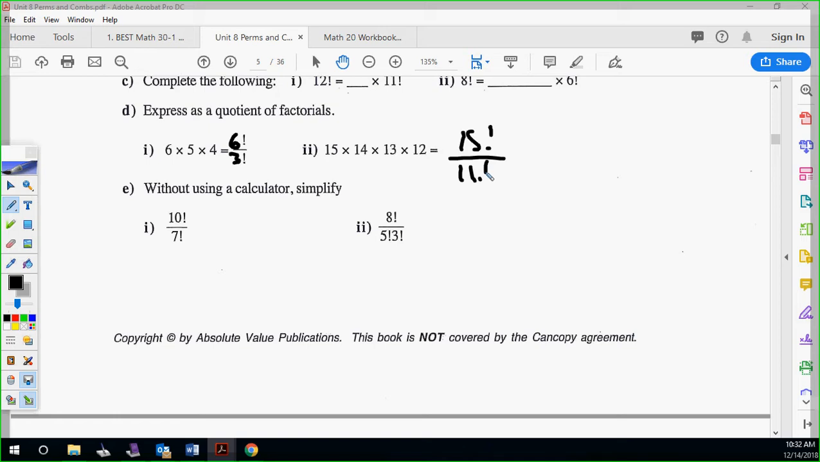Okay, without using a calculator, simplify. So this one here. Okay, 90 times 8, 720.